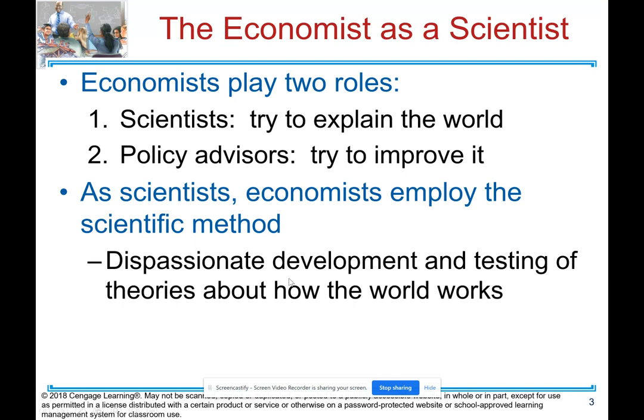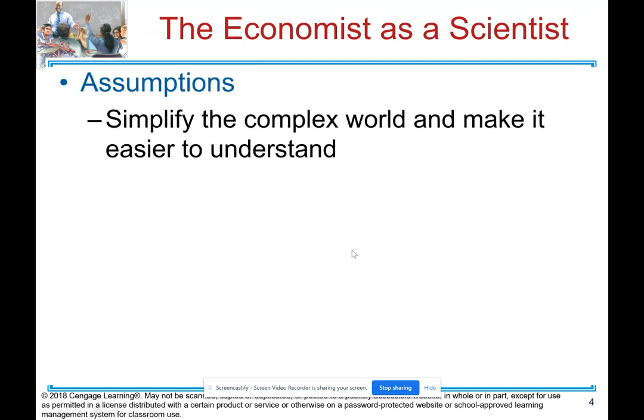Economists play two roles. One, as a scientist, economists seek to explain the world. As a policy advisor, economists try to improve the world. As a scientist, economists employ scientific method. Scientific method involves the dispassionate development and testing of theories about how the world works.